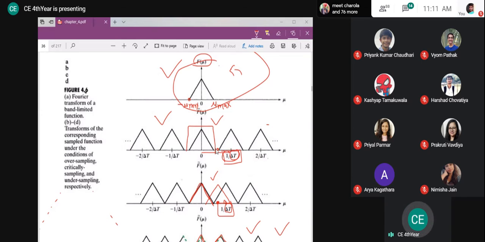Why? Because it is suppressing higher values of mu. Here also negative, but the values are higher. These are negative mu values, but negative mu values are there. See, can frequency be negative?